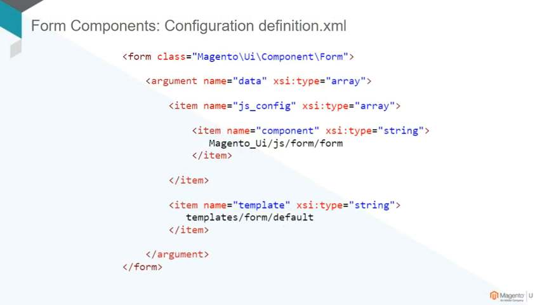This code shows how the form component is defined in the file definition.xml. From this XML code, you can see that the component's code is located in Magento UI View Base Web JS Form Form.js, and the default template in Magento UI View Base UI Component Templates Form Default.xhtml.